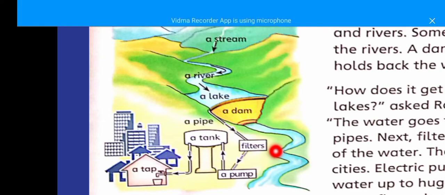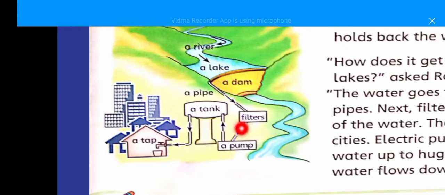Filters are the things which are taking out the dirt from the water. As we have seen in our school also, that we are also getting the filtered water. So the filters are taking out the dirt from the water, and then through the pipe the water is getting into a pump, and the pump is pumping the water into a tank, in a huge tank.